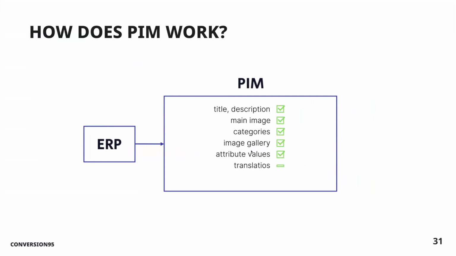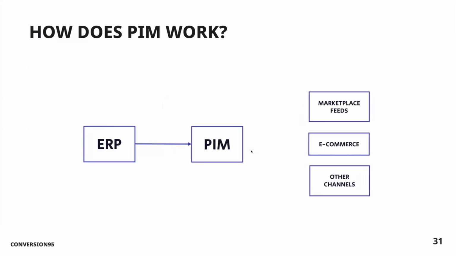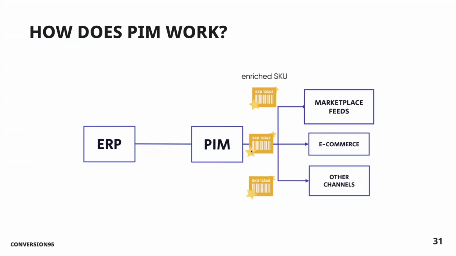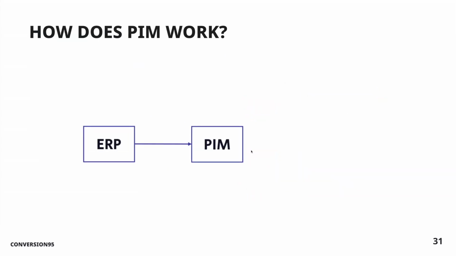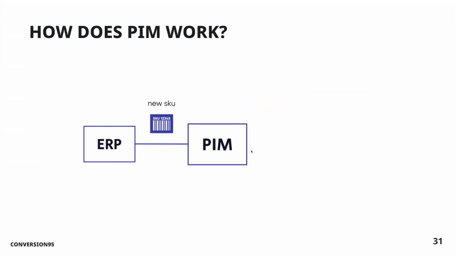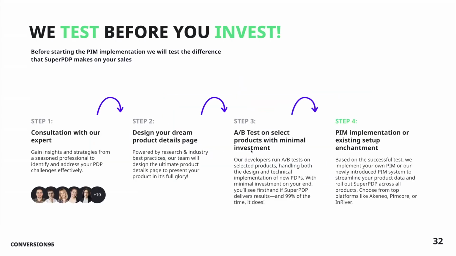So when we implement a PIM correctly, it enables us to be much more efficient, have much better go-to-market strategies, better customer experience, and overall, over time, a better return on investment. But how does this work, and how do we do it in practice of implementing this SuperPDP?